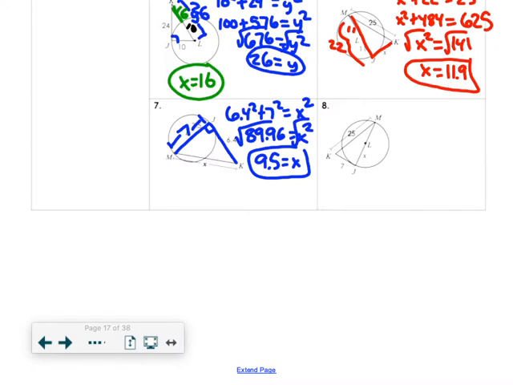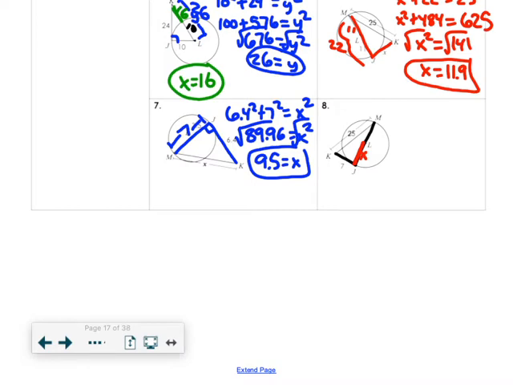All right, a similar trick to what we did back on number 5 will be needed for this last one on this page. So I know that 7 squared plus this squared equals 25 squared. But what they're looking for is just the radius.